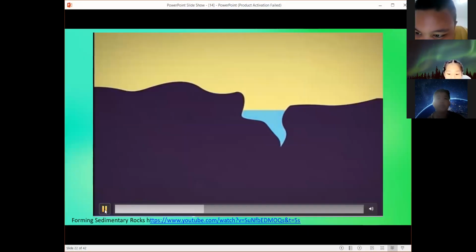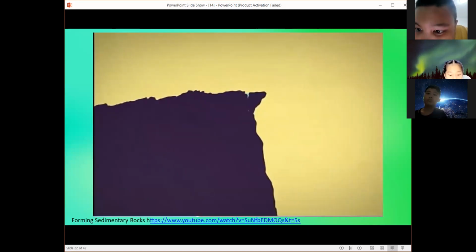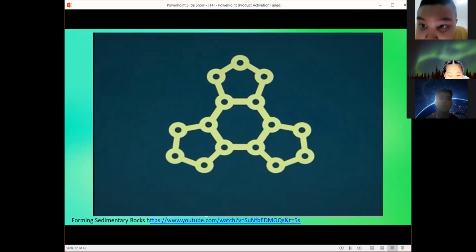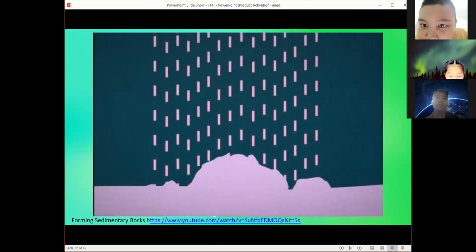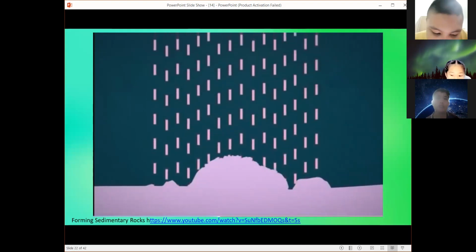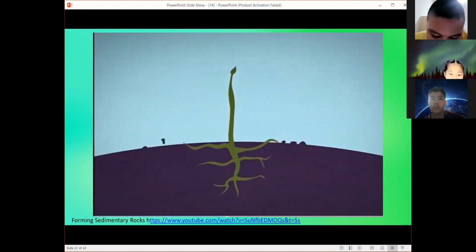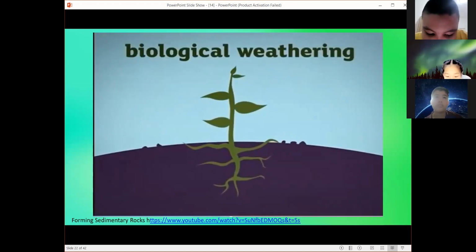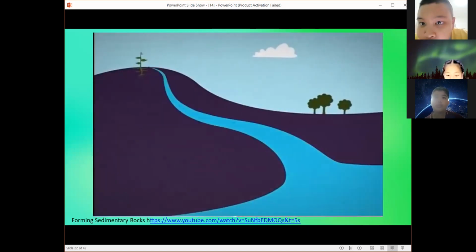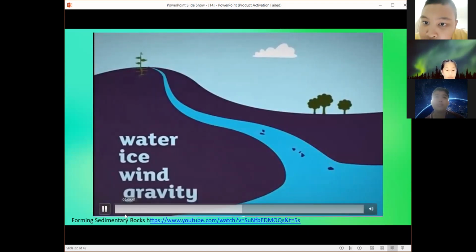This happens many times, eventually breaking the rock. An example of chemical weathering is when acid rain reacts with substances in rocks. Even plants or animals can break up rocks. This is biological weathering. The sediments formed by weathering can be moved away by water, ice, wind, or gravity.